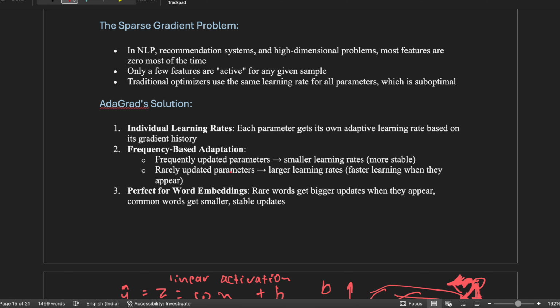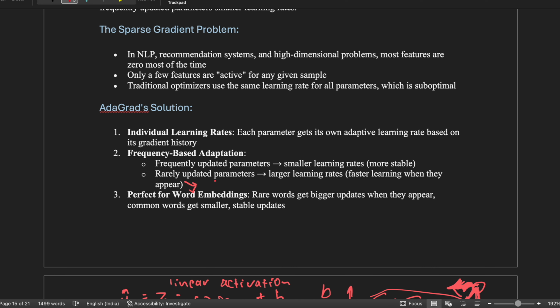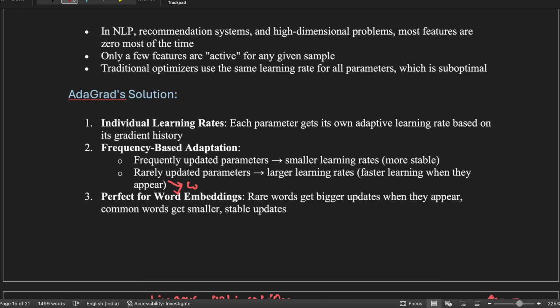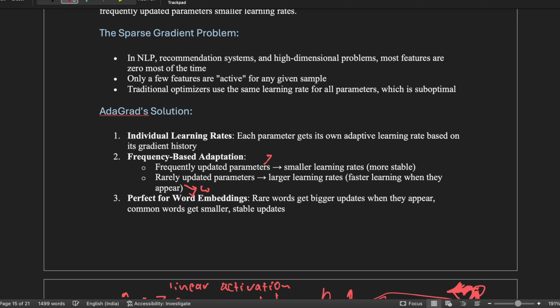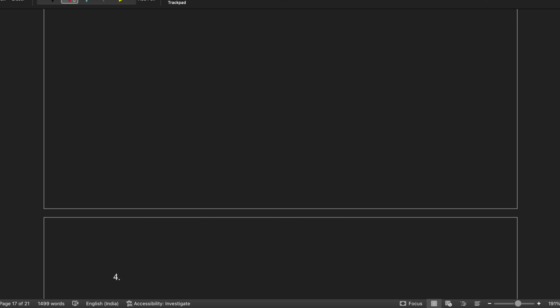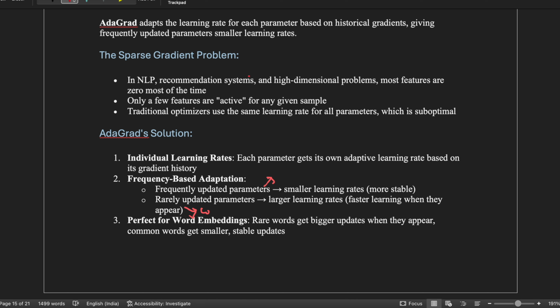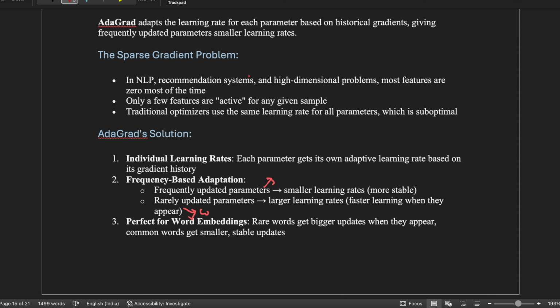So yes, frequency-based adaptation: frequently updated parameters get smaller learning rates and more stable updates, and rarely updated parameters get larger learning rates, for faster learning when they appear. In our case, weights are rarely updated, so they will have a larger learning rate, and this will be our B, because it is frequently changing, so it will have a lesser learning rate.